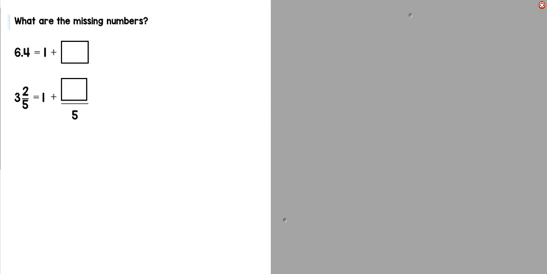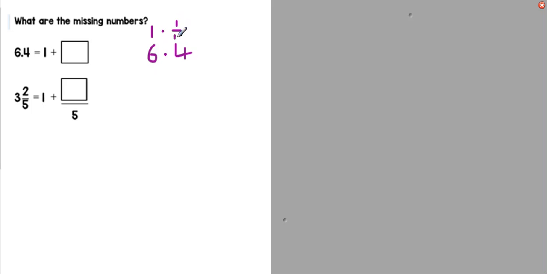Okay, so this is your last question for today, your last question just about number, and it wants to know what are the missing numbers. So 6.4 equals 1 plus something, 3 and 2 fifths equals 1 plus something fifths. Okay, so what I would do, I would use your place value for this first one, and I would put 6.4 into your place value. Okay, so then you've got your ones, you've got your tenths.